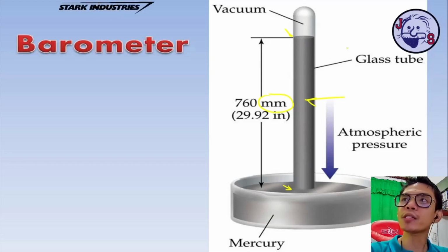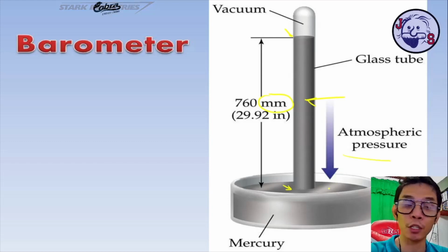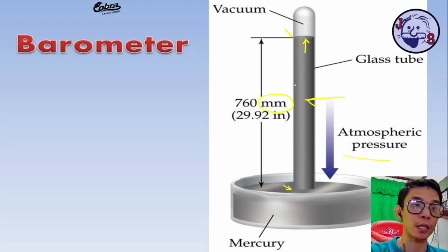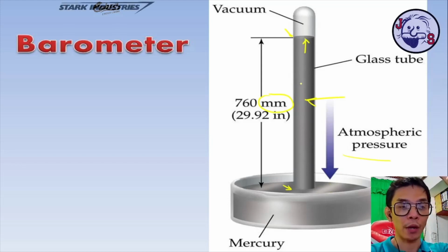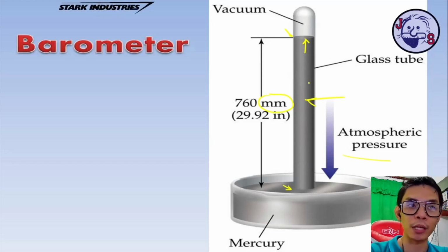Now, there's a vacuum or there's air inside the glass tube. Once the atmospheric pressure pushes the mercury on the Petri dish, it will push the mercury inside the glass tube upward, and it will change the measurement. From 760, it will probably increase.